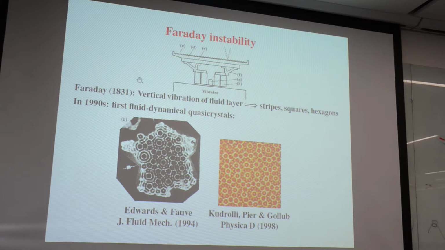He discovered them in 1831. Undoubtedly, people had seen this before, but this is the first scientific study of these waves. And in the 1990s, it was discovered that you could form not merely simple patterns like stripes, squares, and hexagons, but also quasi-patterns. These are 12 pentagons organized around a book. And that was in 94, and this was followed by lots and lots of other quasi-patterns.